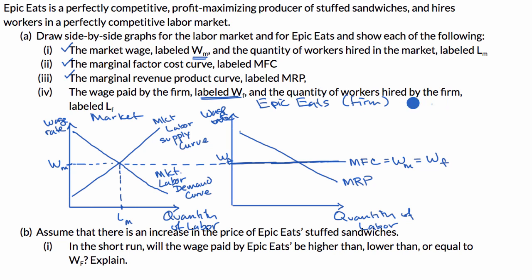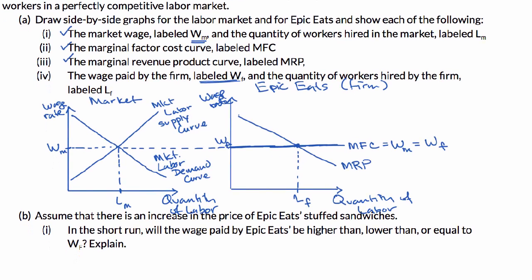And the quantity of workers hired by the firm, what would be rational is that they would keep hiring people until the marginal revenue product is no longer higher than that marginal cost of hiring that extra unit of labor. So it's right at that point of intersection. And so that is the quantity of workers hired by the firm, L sub F. Now let's do the next part.